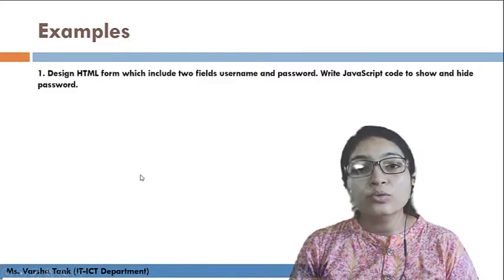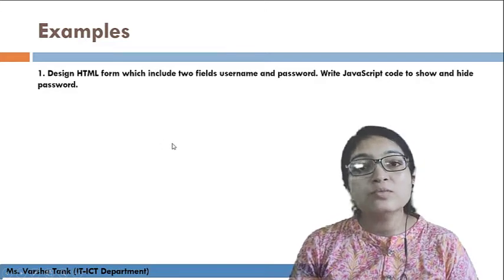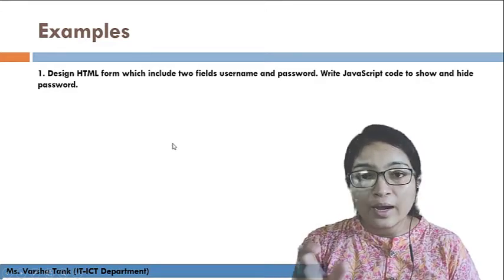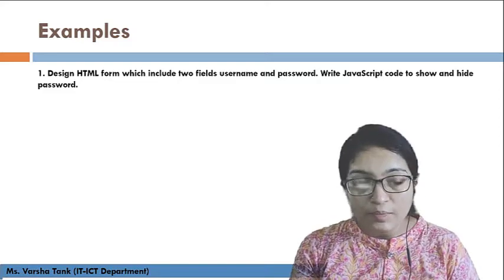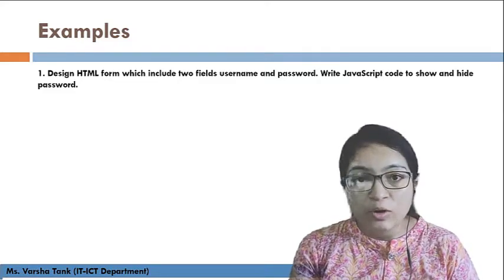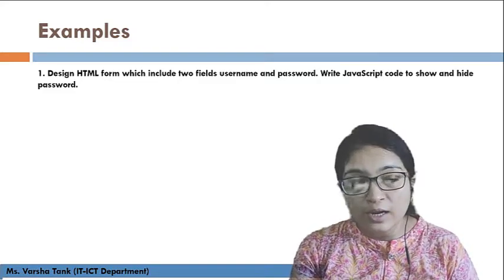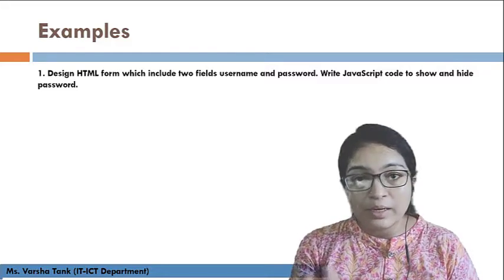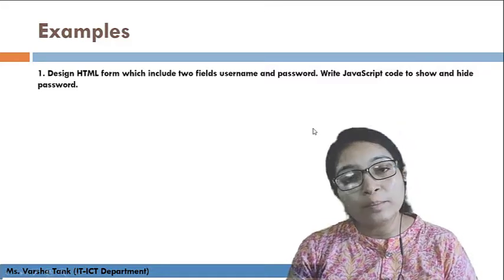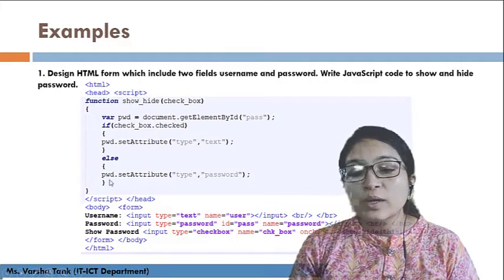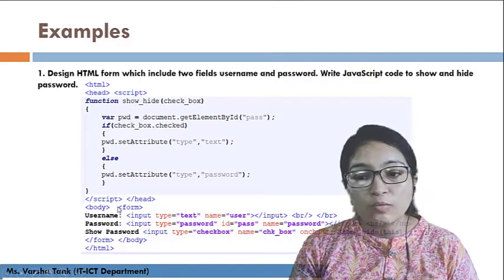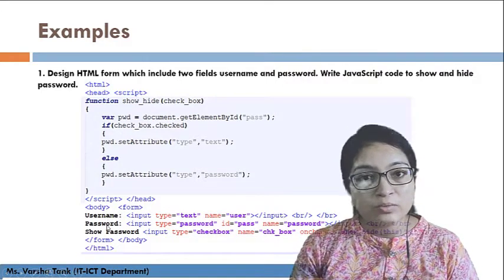Okay, so we have to define one form in which we define the ID, username and password, and we have to define one checkbox. Whenever the user clicks on the checkbox, the password will appear, otherwise the password will not appear. So let's see. Here you can see in the form we have defined the username and password.